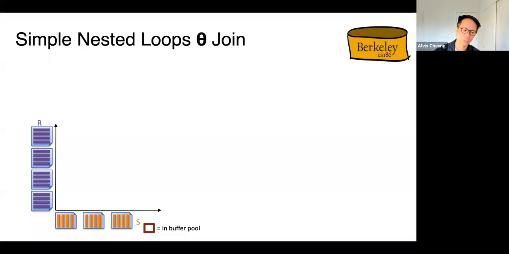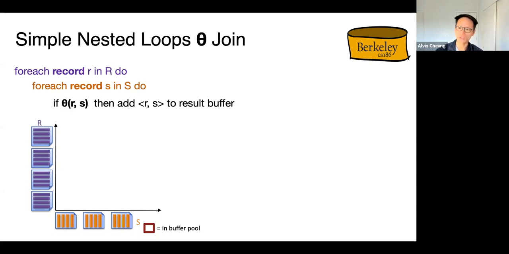So let's go through our nested loop join algorithms. For the simplest case, suppose we have a bunch of pages from the relation R and a number of pages in the relation S. In the simple nested loops join algorithm, we're going to iterate through every single record in R. And then for every single record of R, we're going to pair that up with every single record in S. And then we are going to check against the theta function by passing it both of the tuples.